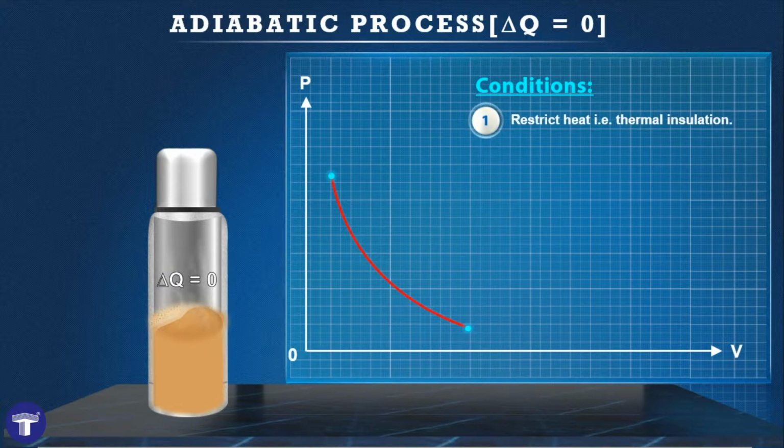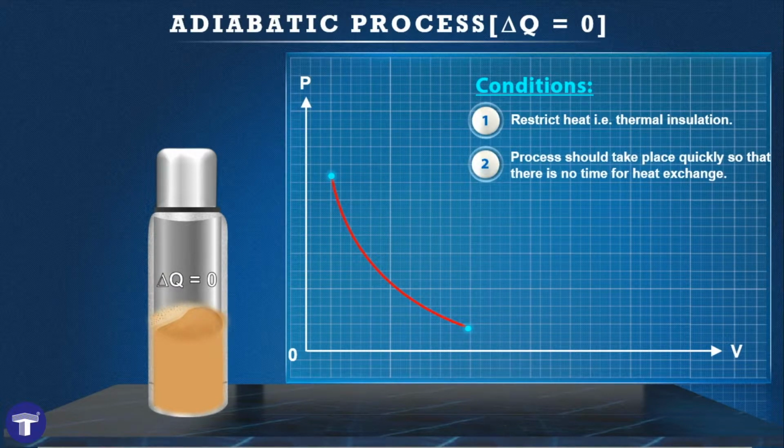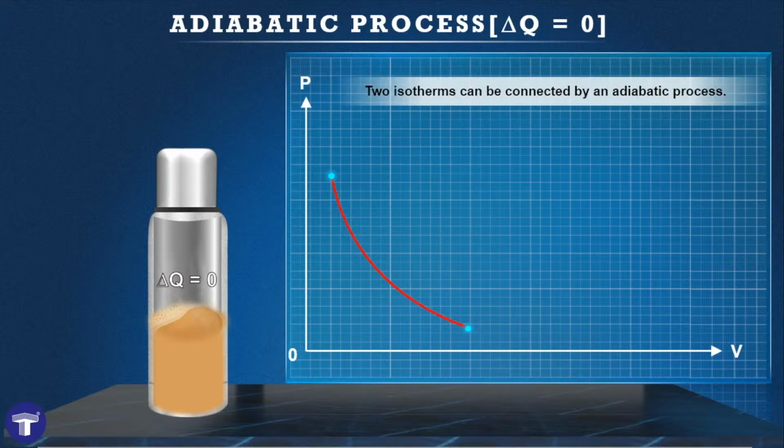First one is that restrict heat exchange, that is, there should be complete thermal insulation. But there is also one other important factor, that is, the process should take place so quickly that there should be no time for heat exchange between the system and the surroundings. Finally, also remember that an adiabatic process connects two isothermal processes.